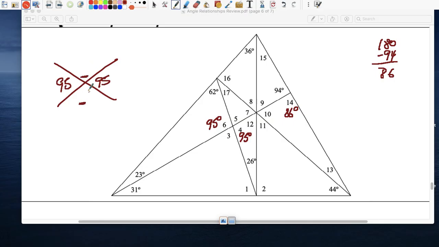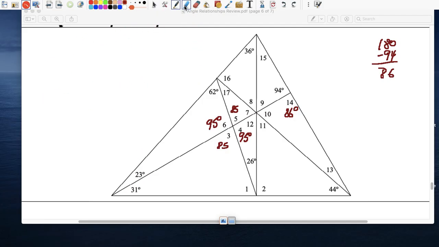This guy over here? Yes, because it's a supplement, right? So it's 180 minus 95, which is 85. So these two, angle 5 is 85, and angle 3 is 85. Now it becomes just a triangle after triangle after triangle problem.